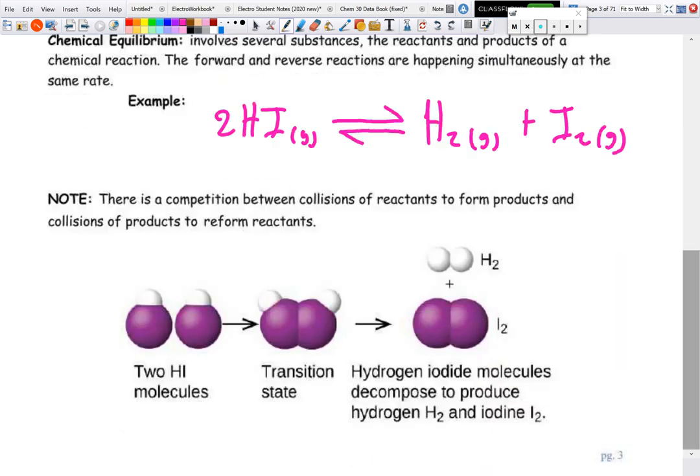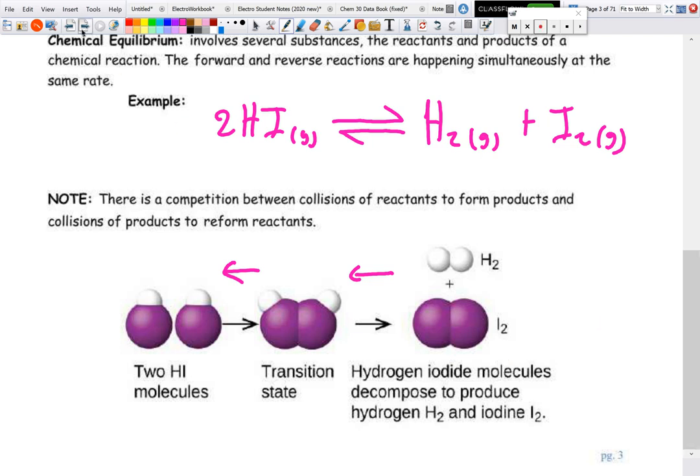Now, what happens is that we can look at it like this. There's a competition between collisions of reactants to form the products. So as we know, if we follow the forward reaction, we can have two of the hydrogen iodide molecules reacting. We get our transition state right here, and then of course it can form our products, or we can get two of these coming together, forming our transition state, and then forming our two hydrogen iodide molecules. So we're getting both reactions happening at once. It just depends on when these molecules can actually collide with each other. So that's one example of equilibrium.